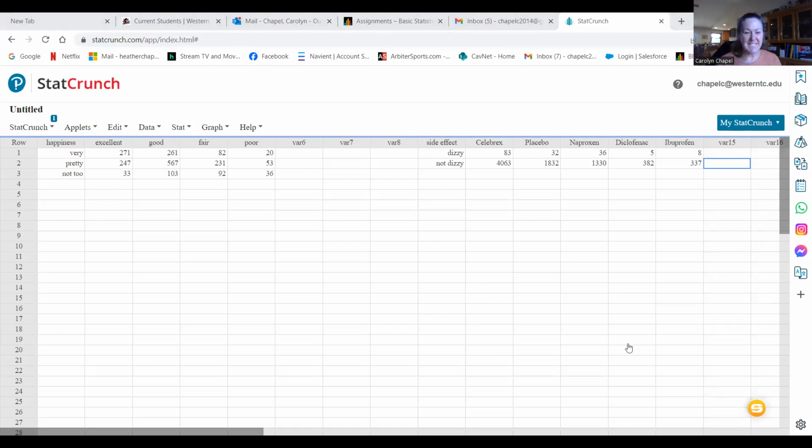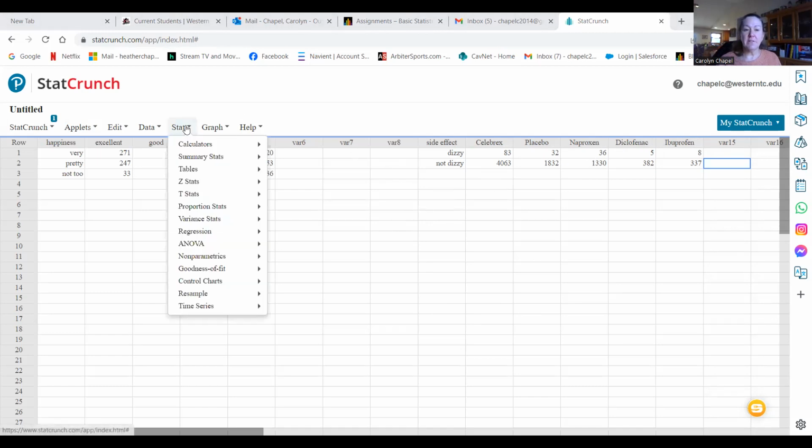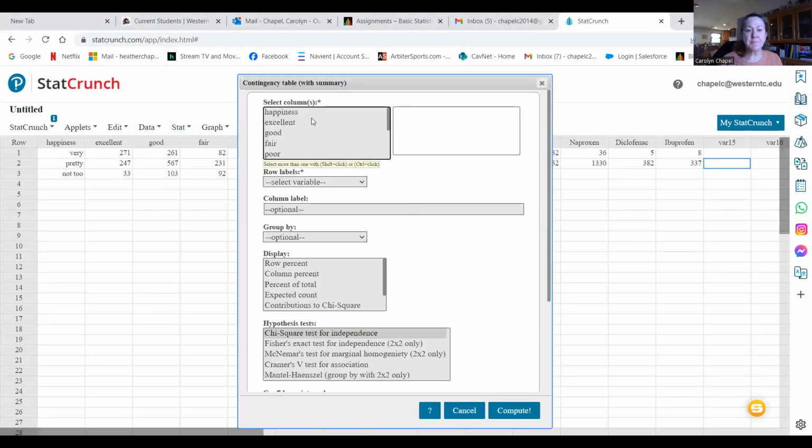All right, and I did put all of that information over here. So here's my side effect. We have the dizzy or not dizzy. Here are the 1, 2, 3, 4, 5 different drugs that we have. Again, to do the statistics in StatCrunch, we do have it in table format. This is a contingency table. And again, with the summary, because I don't have all the raw data, we've already grouped them, so we don't have to worry about doing that.